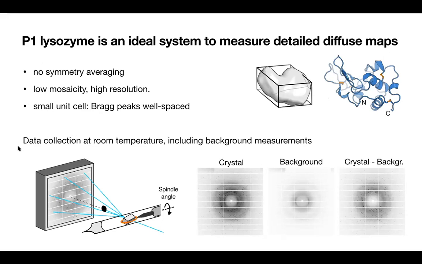What we decided to do was data collection at room temperature using a standard plastic capillary system. And then we include background measurements, so this is scattering from the capillary itself and also the air in the beam path. Then we just do a simple subtraction: crystal diffraction minus background.